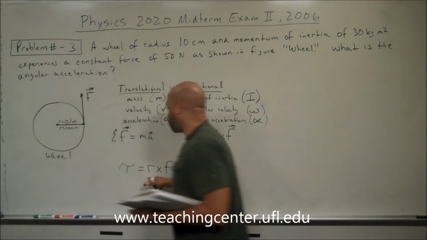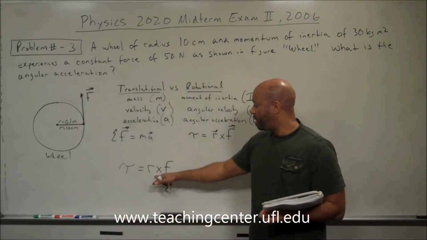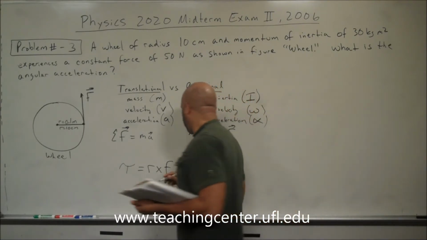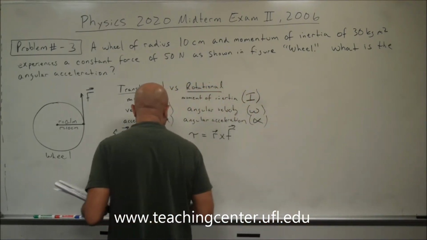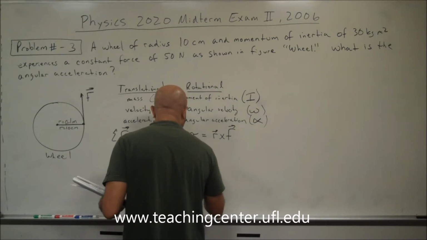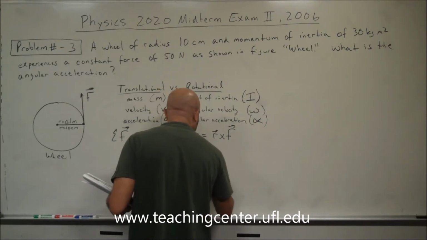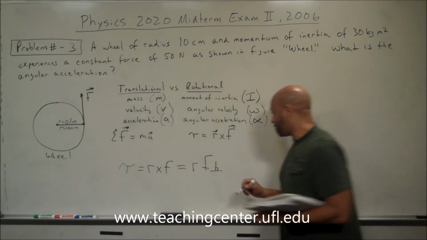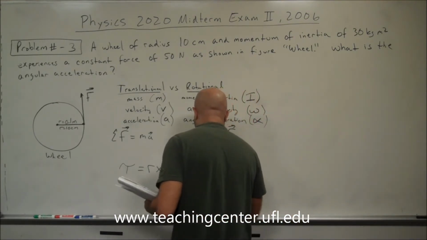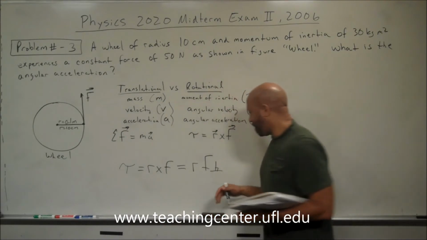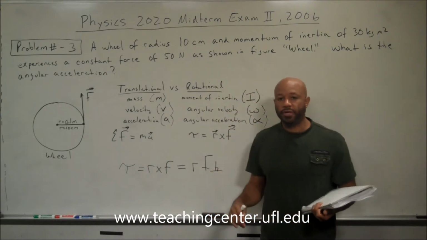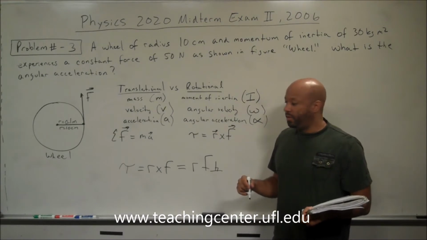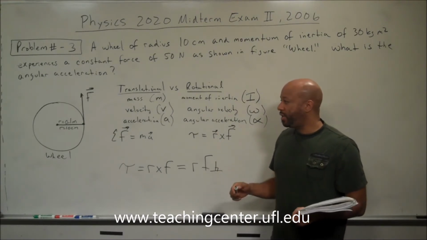So basically that's the cross product of the distance vector times the force, which is equal to basically R times, we usually call it the perpendicular force. Alright? And the reason why we call it the perpendicular force is because it's always the force that's acting in the y direction.